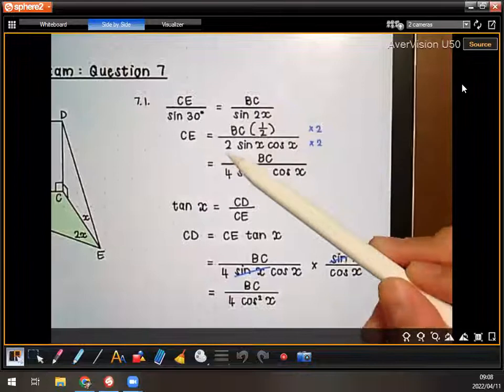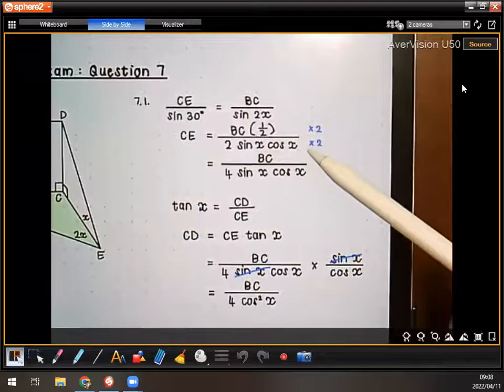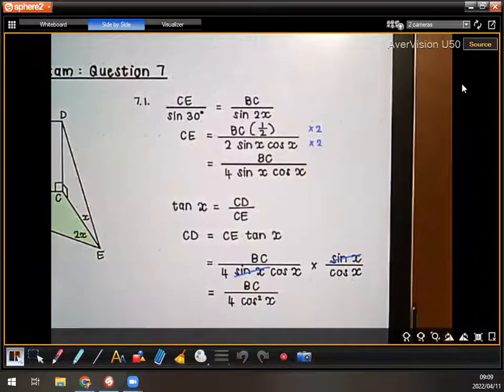Sine 2x, I changed that straight away to 2 sine x cos x. All right, guys, if you don't know what to do, at least change your sine 2x to 2 sine x cos x. You'll get a mark for using that identity.